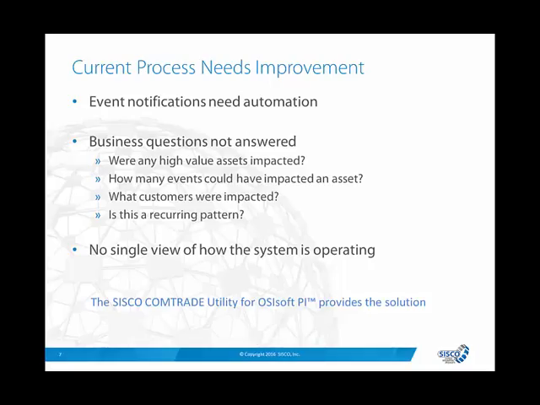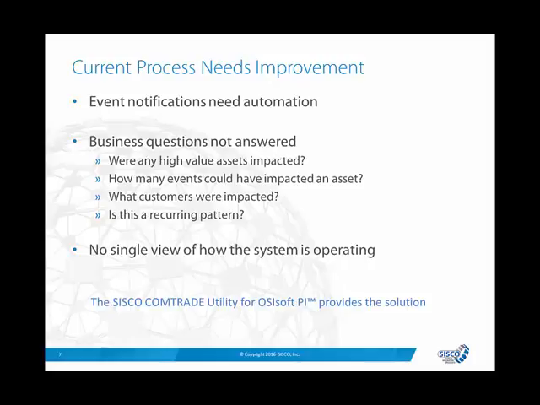This process needs improvement. The first area where it needs improvement is the time frame from the actual event to the notification of the engineer, which needs to be automated. There needs to be a way to answer the business questions that aren't typically answered by the protection engineer by just analyzing the information in a COMTRADE file. And these are asset-oriented questions for condition-based maintenance and preventive maintenance purposes.